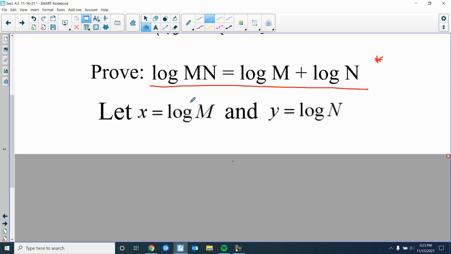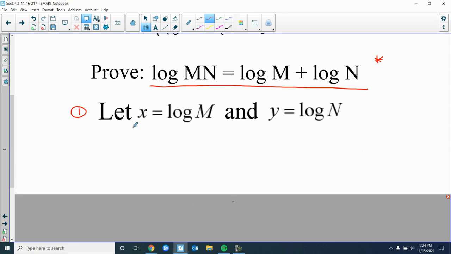Here's how we're going to start. Here is your first step: let x equal log of m and y equal log of n. We're not going to do the old two-column geometry proof. We're just going to go through our steps, which have to be mathematically correct and justified, but we're not going to do a statement and a reason. I'll explain what's going on and make some notes, which you can use if needed.